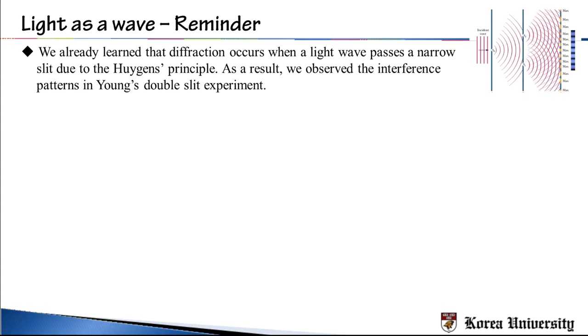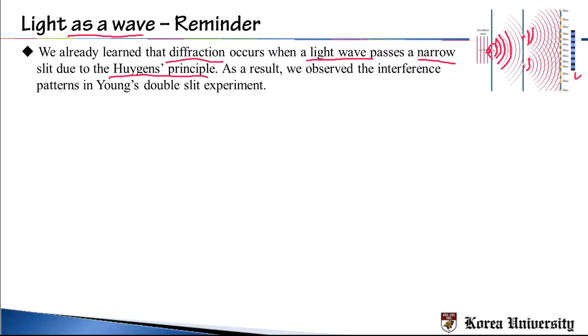Let's begin this chapter by reminding ourselves that light is a wave. In the last chapter, we learned that diffraction, which is an important property of waves, occurs when a light wave passes through a narrow slit, just like here. This is because of the Huygens principle, which means that every point on the wavefront creates its own spherical wavelet. As a result, in Young's double slit experiment, these wavelets were created at two narrow slits, and on the screen we observe this repeating pattern of bright and dark bands.